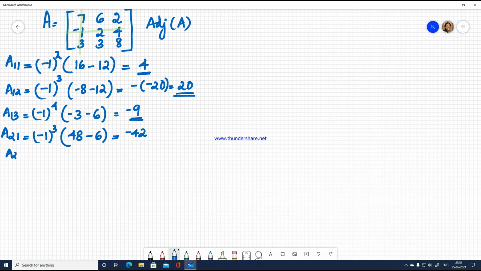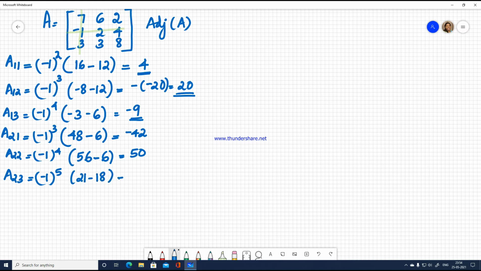Now A22 is equal to (-1) raised to 4. You cover the row and the column, so it will be 7 into 8, that is 56, minus 6. So it will be 50. Now A23 is equal to (-1) raised to 5. You cover this column and this row, and it will be 21 minus 18. So it is -3.